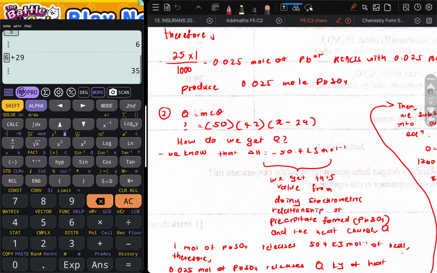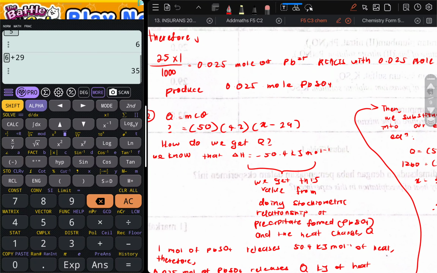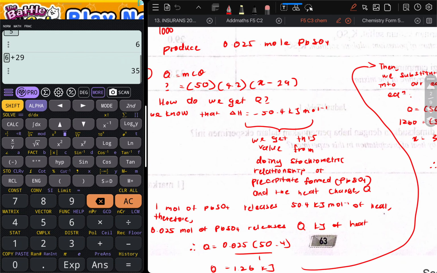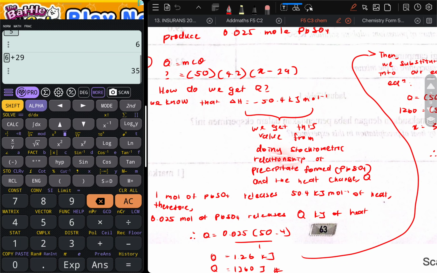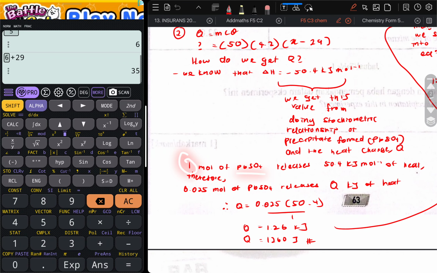Now, how do we get the value of Q? First you know that delta H is negative 50.4, as given in this question. We get it from doing the stoichiometric relationship. Stoichiometric relationship is based on the equation, the mole of the precipitate that is formed, and the heat change. So we know that 1 mole of PbSO4 will release 50.4 kilojoules per mole of heat. Then 0.025 will release Q.